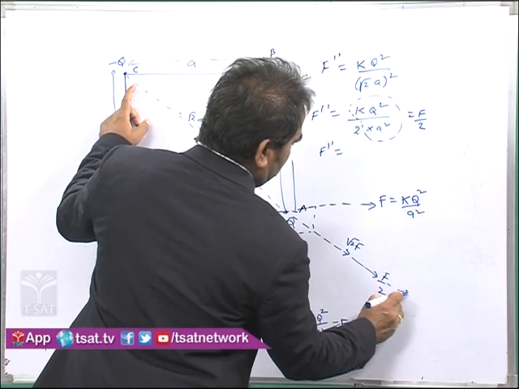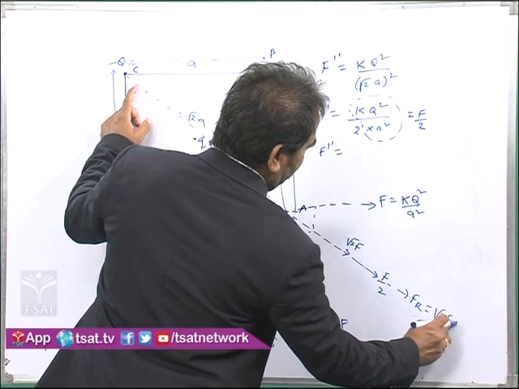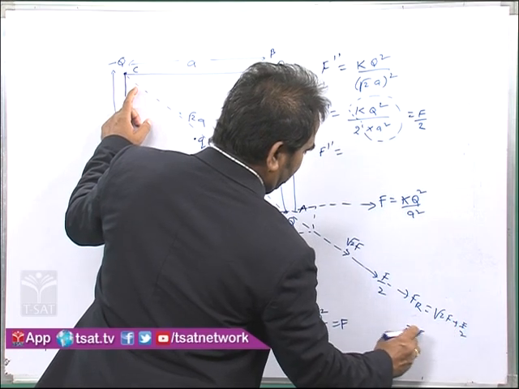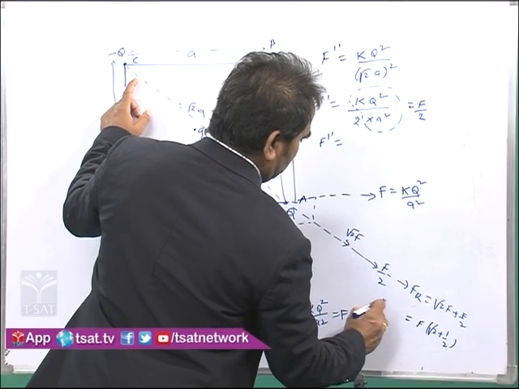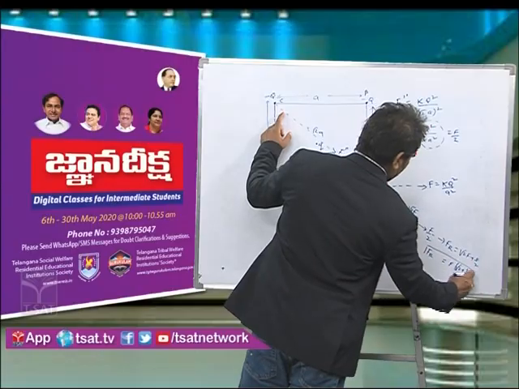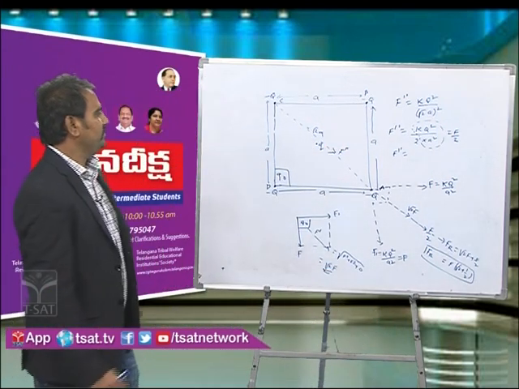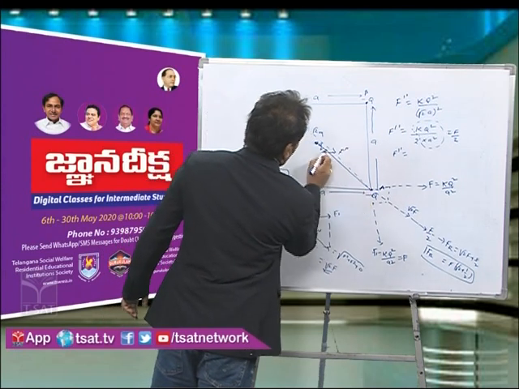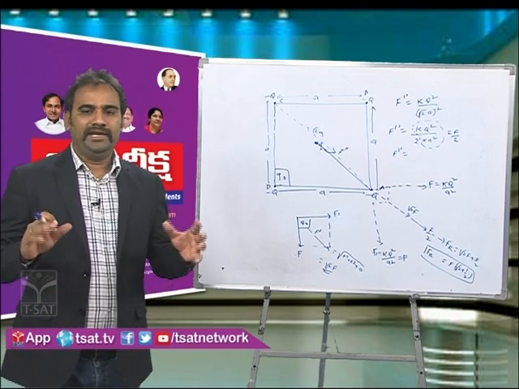The net force of the system is given by Fr is equal to root 2 F plus F by 2, that is equal to F into root 2 plus 1 by 2. This is the resultant force of the system. This force would be equal to the force of attraction between these two charges. Then the system will be in the equilibrium condition.